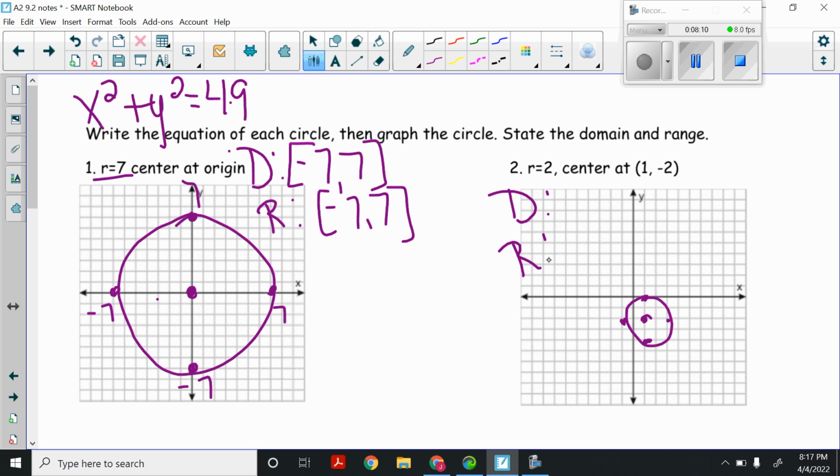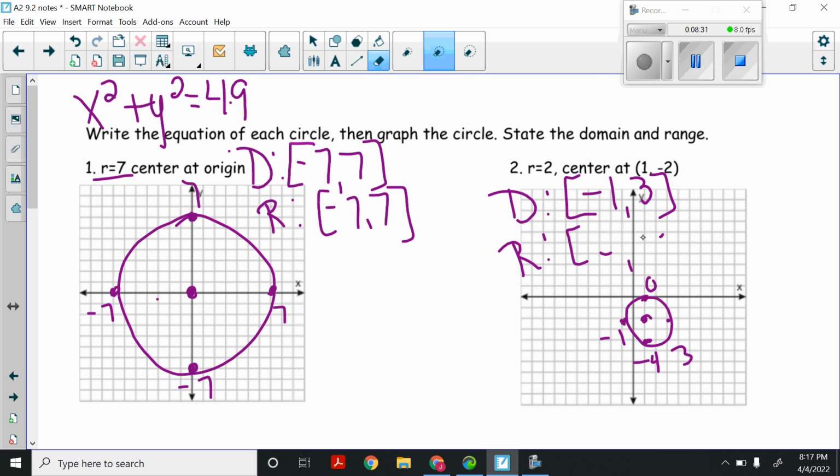So the smallest x value, this is negative 1. The largest x value, this is 3. So my domain is from negative 1 to 3. My range, the smallest y value, is negative 4. So 0 to negative, sorry, I need to put the negative 4 first, smallest one first. So negative 4 up to 0.